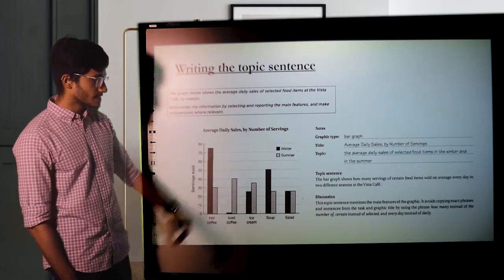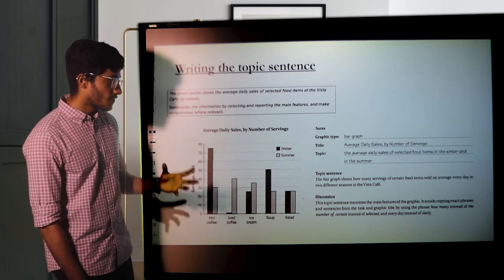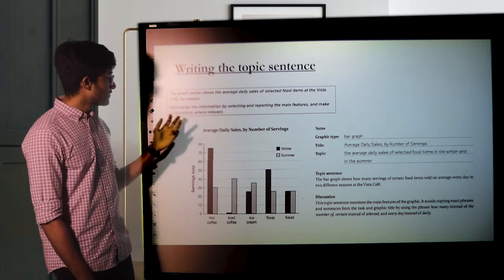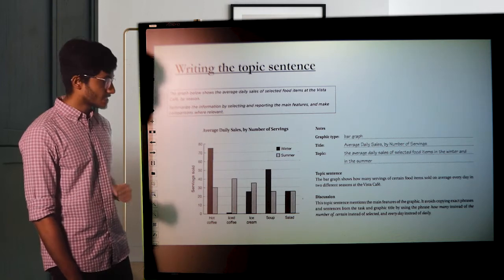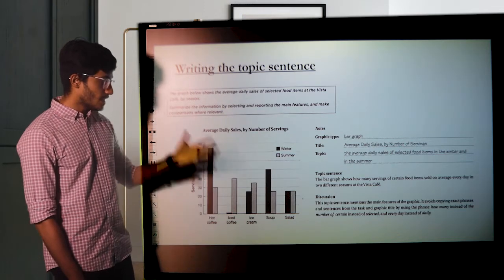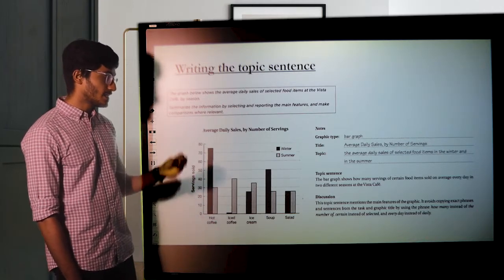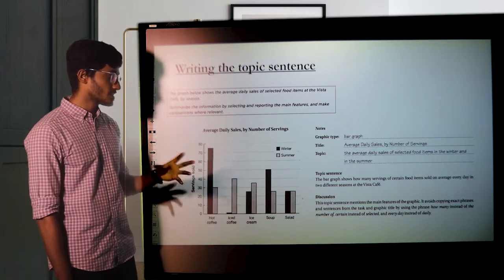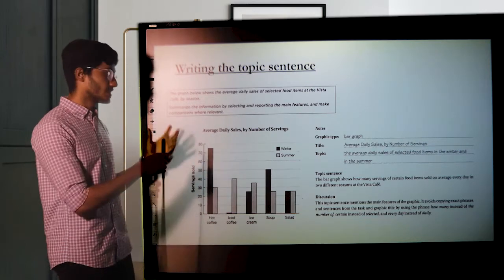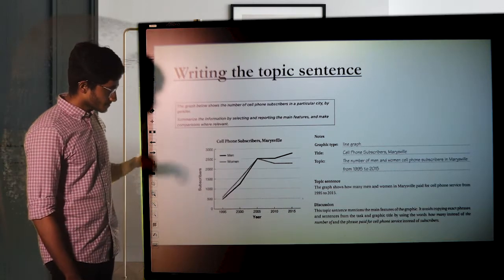So this topic sentence mentions the main features of the graph. It avoids copying direct phrases or sentences from the instruction. It gives you the whole idea of the graph and tells you what the graph is about. And by reading this, the examiner knows that you have understood what the graph is telling you. So now we look at another example.